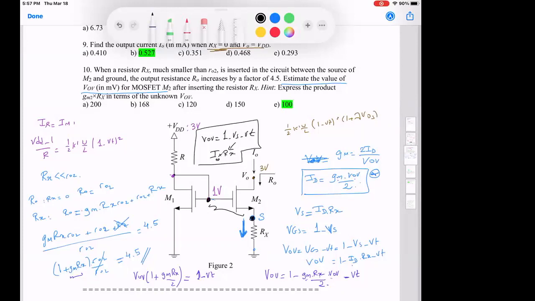Does anyone have a question? Yeah, a question, Professor. If they tell us that RX is not much smaller than RO2, they just gave us the source resistance. If they are comparable, we might say GM RX RO is bigger than one, so it cancels and we have this term with this term. I have to give you some assumption to make it work. Otherwise it doesn't work. Okay, great.